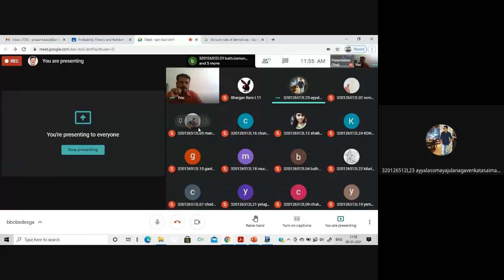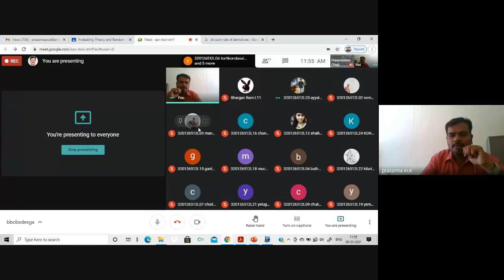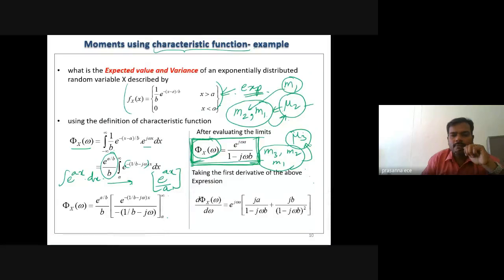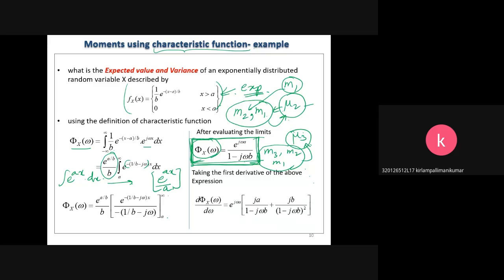The characteristic function. Yes, very good. It is a characteristic function. Okay, so this is our characteristic function. Why are we finding out the characteristic function? What is the use of finding out this function? Simplify the evaluating of the moment.